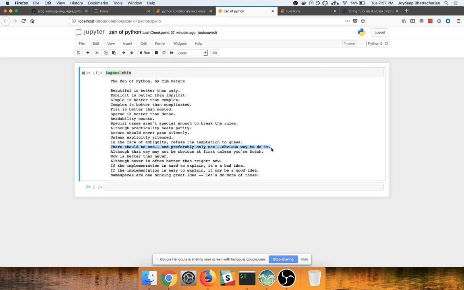This has historically been one of the most controversial of its tenets, which is there should be one and preferably only one obvious way to do it. Interestingly, this is in contrast to one of the central tenets of Perl.